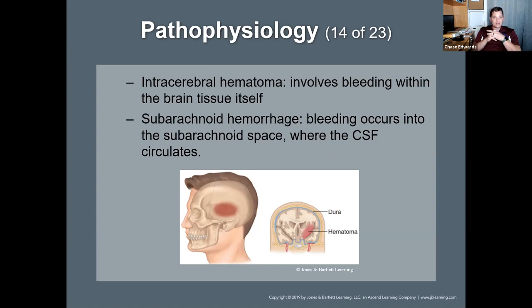The common causes are going to include trauma, rupture of an aneurysm, and arteriovenous malformations. The patient typically presents with a sudden severe headache. Then as bleeding increases, the patient experiences signs and symptoms of increased ICP. A sudden severe subarachnoid hematoma usually results in death, and people who survive it often have permanent neurologic impairment.